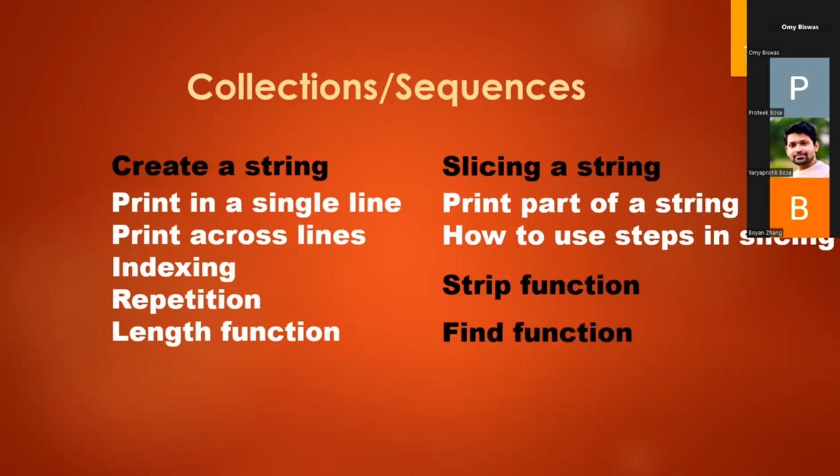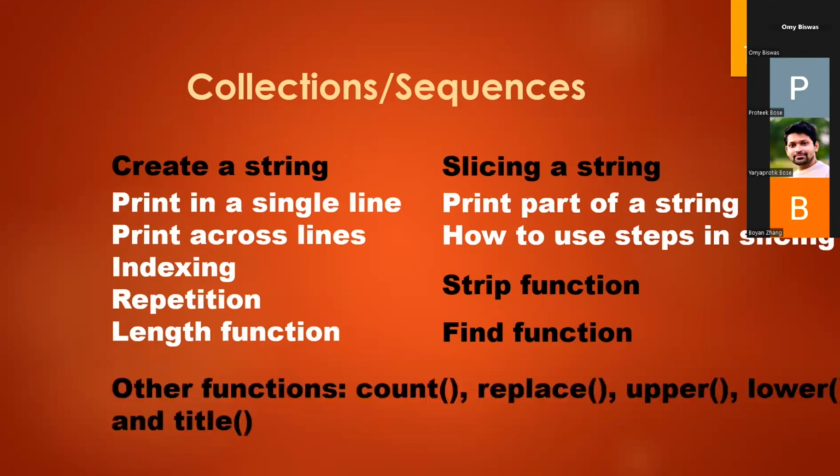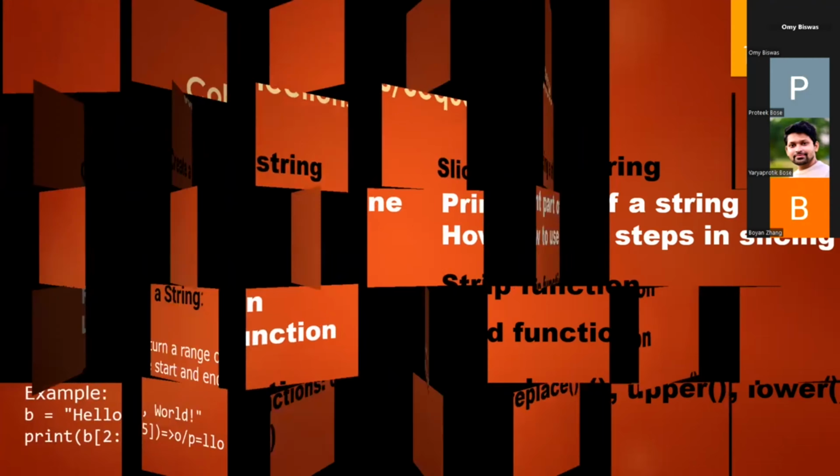Till now, we have only learned about single valued variables. Now we will learn about a sequence of values. For example, a string: printing a string in a single line, printing it across lines, then indexing, repetition, length. So we'll go through each of them one by one.